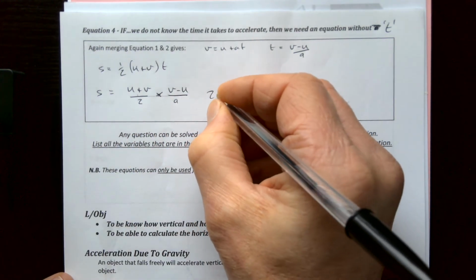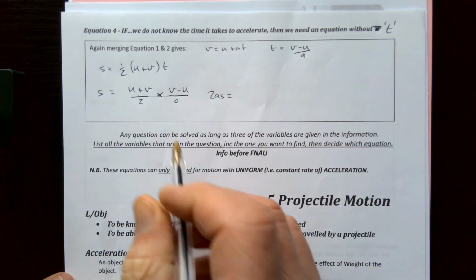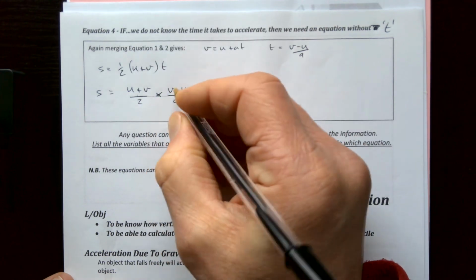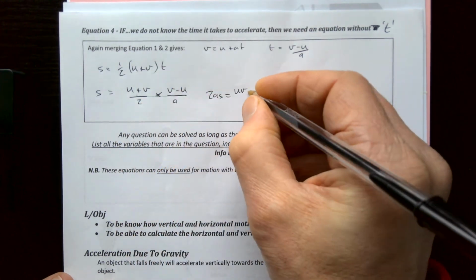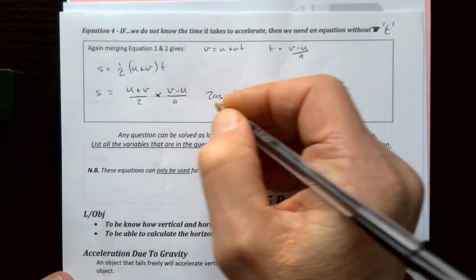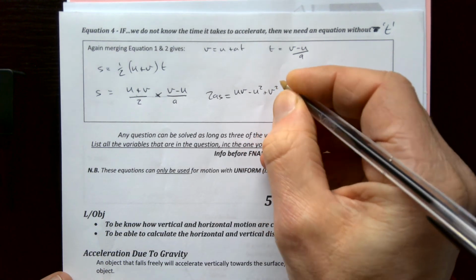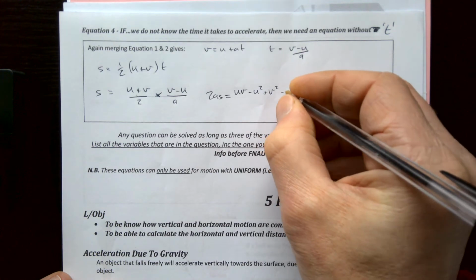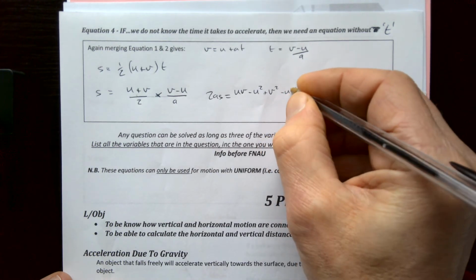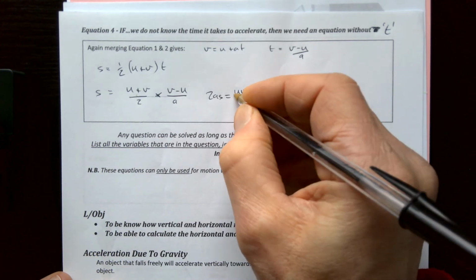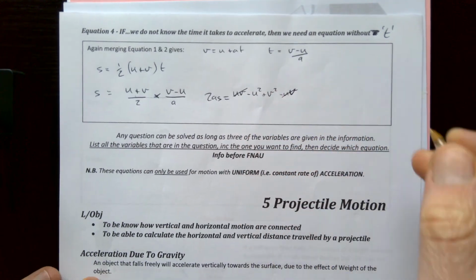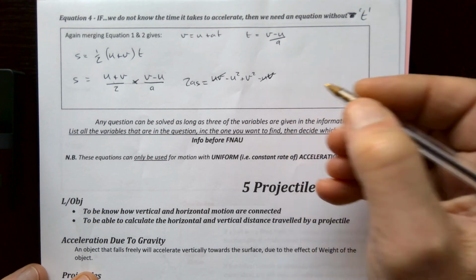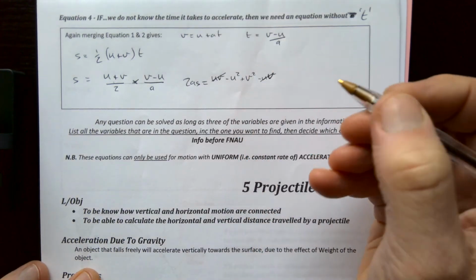So I've got 2as equals, and then we can do this. So we've got uv, first, outside minus u squared, inside plus v squared, and then last, minus uv. Excuse me. So obviously that cancels with that, we just end up with that. So we end up with a nice convenient form that runs really nicely, and we tend to write it with a v squared on its own.